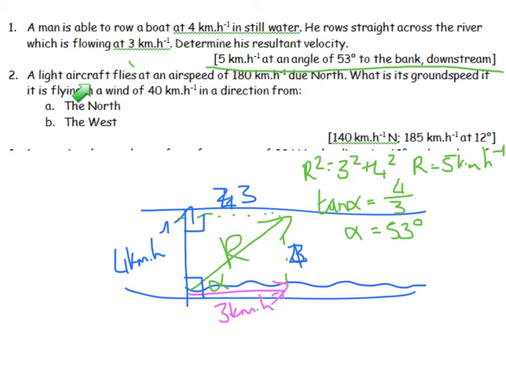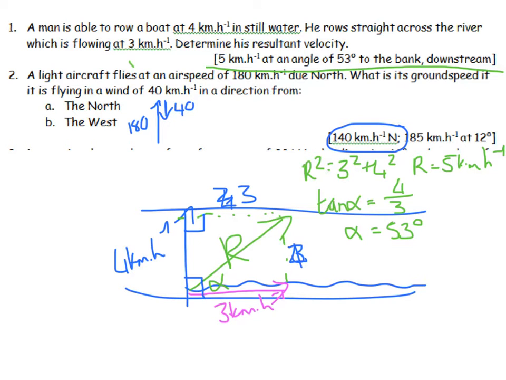A light aircraft flies at an airspeed of 180 kilometers per hour due north. What is its ground speed if it is flying in a wind in a direction from the north? If it's from the north, it is a headwind. So it is moving to the north at 180, and then another 40 kilometers per hour from the north against it. So it turns out to be 140 kilometers per hour to the north.